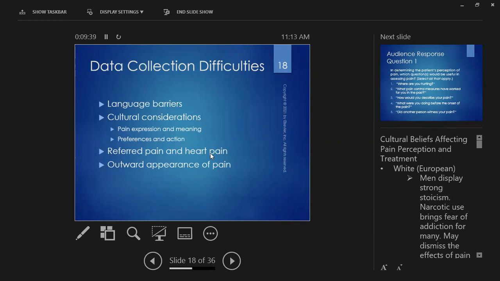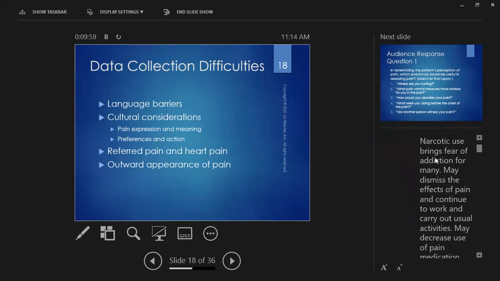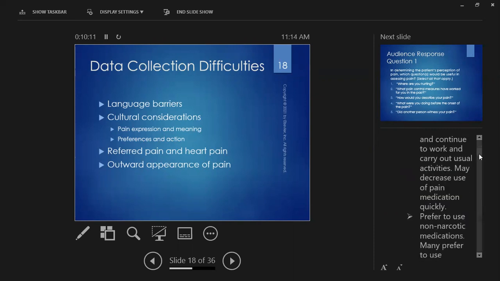Referred pain, heart pain. It's difficult to identify where the pain's coming from when they complain of a stomach ache or a tingling arm or a painful arm, right? And then the outward appearance of pain. Men, especially white European men, display strong stoicism. So they're stoic, right? They try to not let you know they're in pain. Narcotic use brings fear of addiction for many patients. The patient may dismiss the effects of pain and continue to work and carry out usual activities. They also may decrease the use of pain medication quickly.